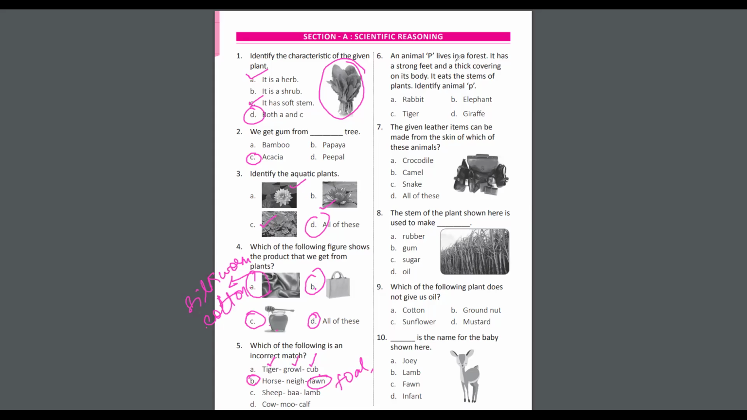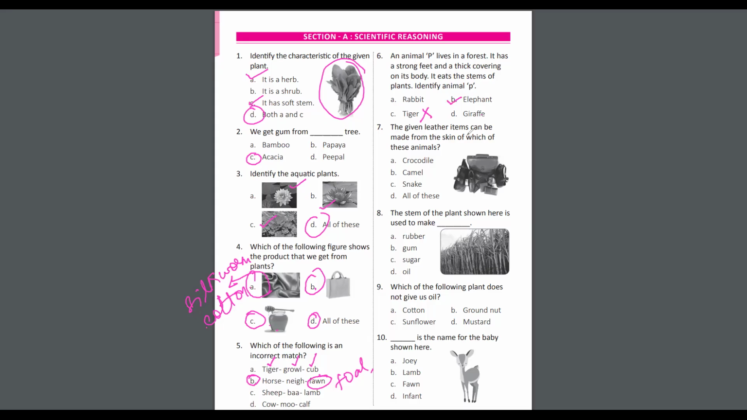An animal P lives in a forest. It has strong feet and a thick covering on its body. It eats the stem of plants. Identify animal P. Tiger never eats plants. Giraffe eats plants and elephant eats plants. It has strong feet and a thick covering on its body. It eats the stems of the plant, so it is elephant.